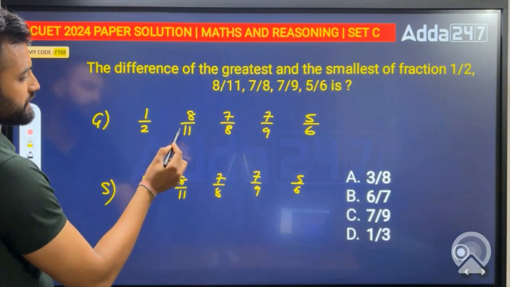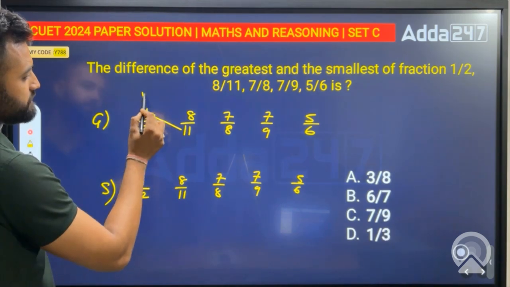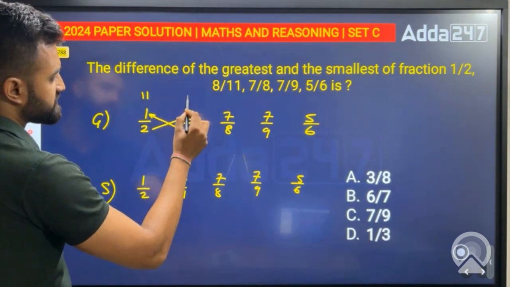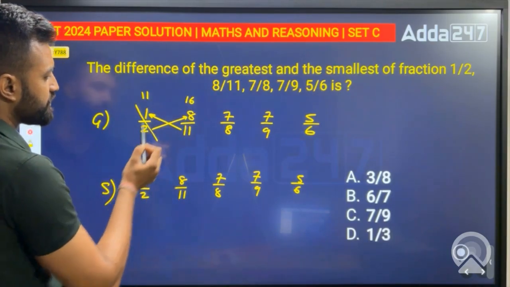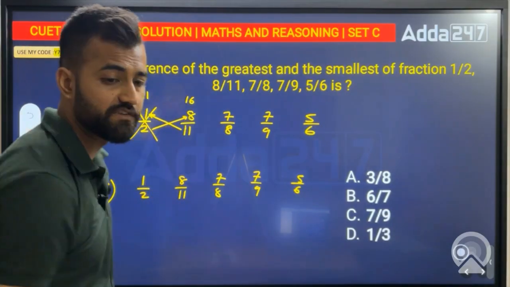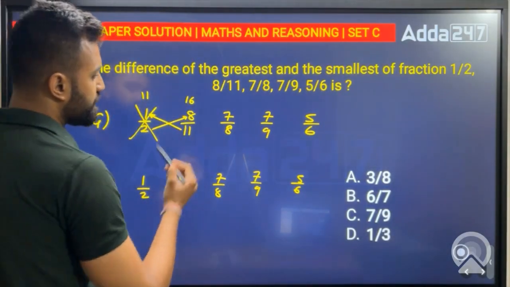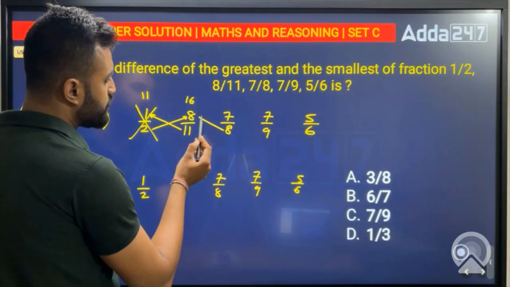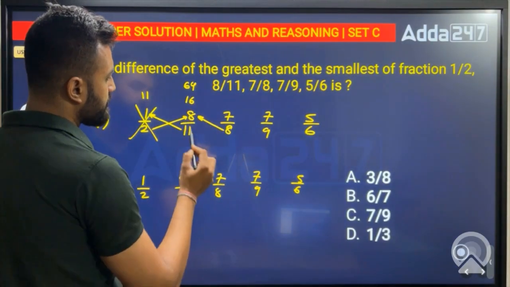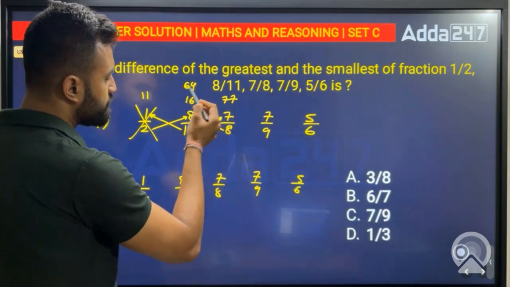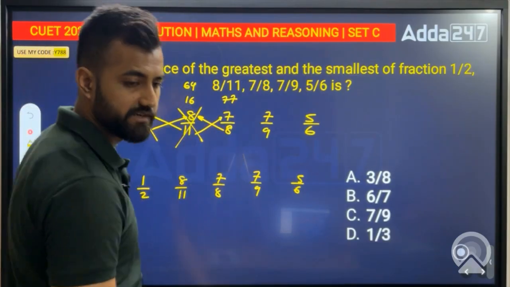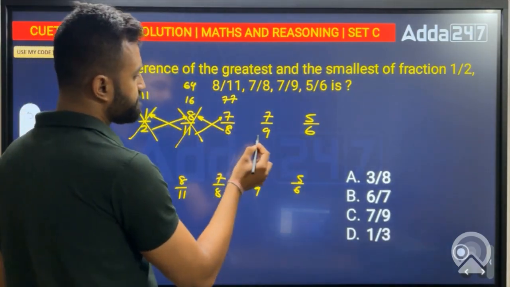See, 11 into 1 is 11. 2 into 8 is 16. Okay. Between 16 and 11, which one is greater? This is greater, so remove this. Because I want the greatest, so I'll always put the greatest one. Clear? Next, this and this you have to compare. Similarly, 8 into 8 would be 64. 11 into 7 would be 77. कौन बड़ा है sir? This 77 is more than 64, तो इसको हटाओ. This is the greatest. Next, compare them.